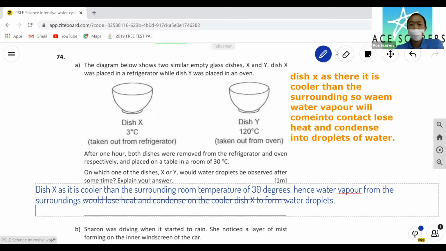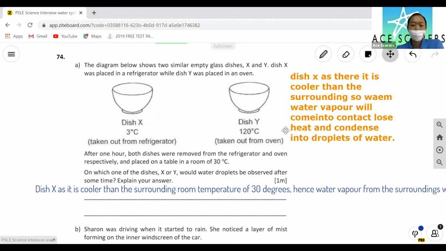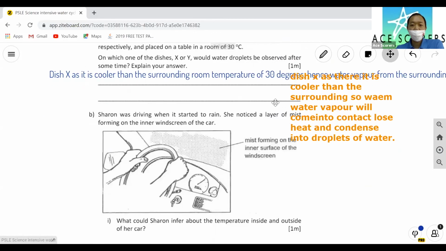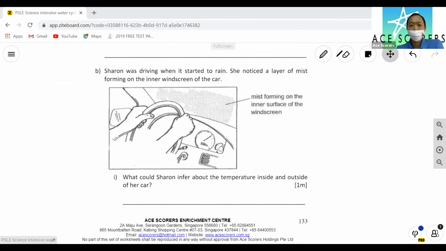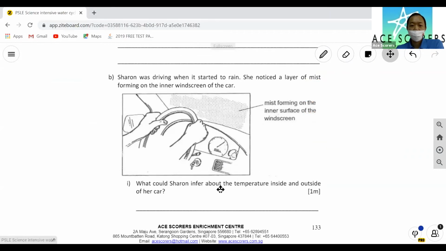This is cooler than the warm water vapor. Yeah, alright. So good. Next one. Now the windscreen problem. So is the temperature inside or outside?